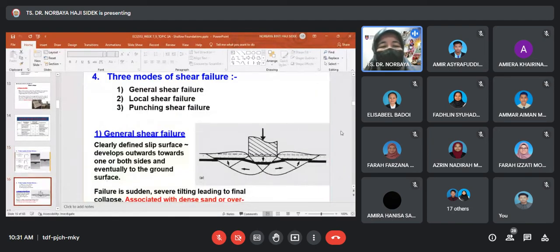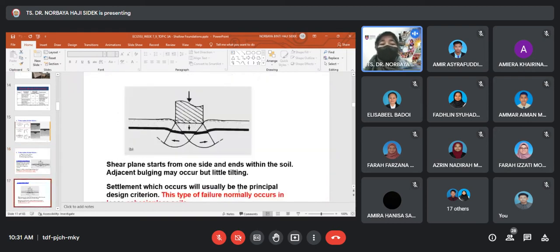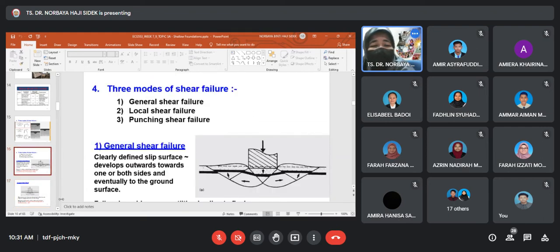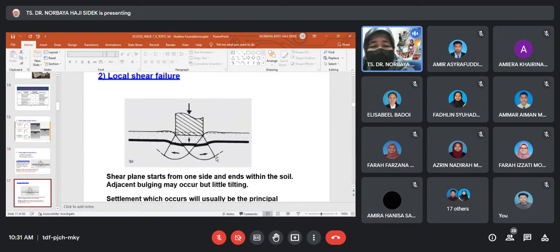All right, so this is what I mentioned just now. For the general, you may see that they have the left side and the right side. Okay, you just look at the arrow there. And for the local, okay, the area is not like the one just now. Okay, this is bigger, the general. But in this case, okay, it ends within the soil. Okay, it ends within the soil.